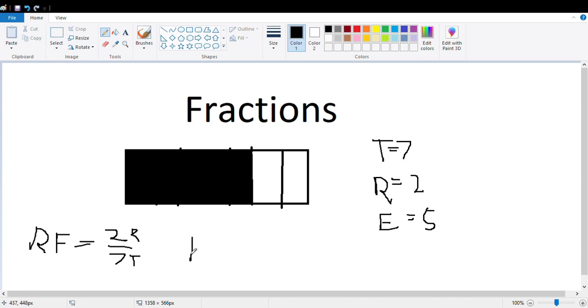So 2 pieces are the remaining, and the total is 7. Now, the eaten fraction, the number of pieces which you have eaten, must be 5 out of 7, right? 5 by 7. So this will be the eaten, and this will be the total number of pieces. I'm pretty sure you guys have gotten the general idea, but let us do another example.